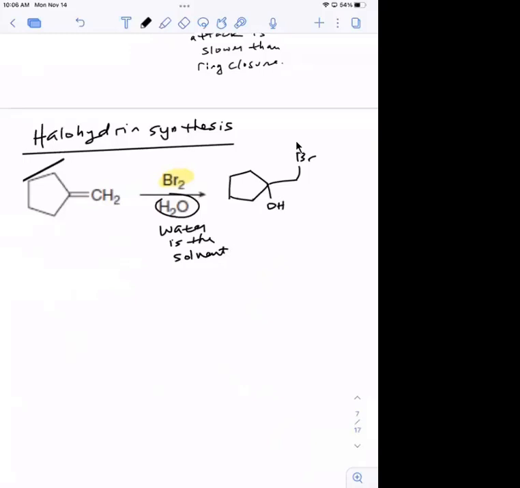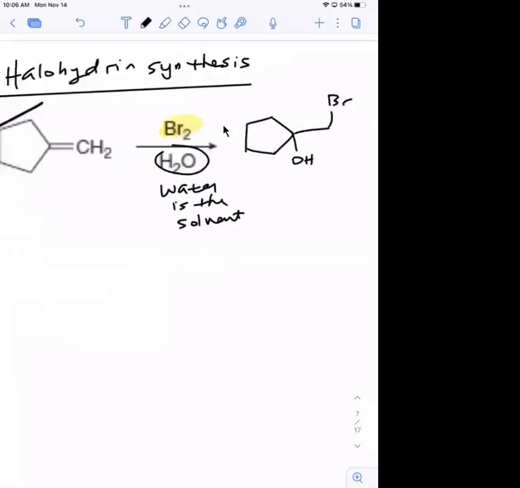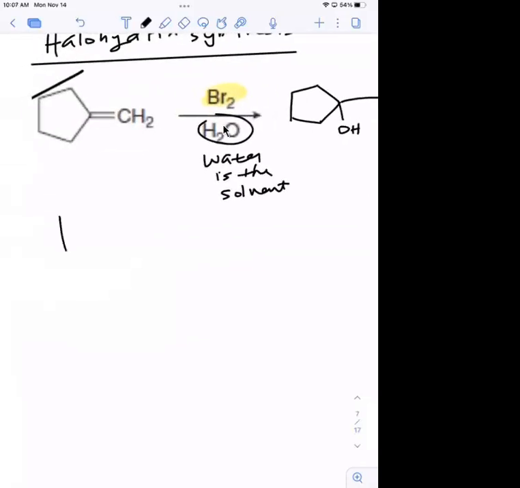I'm saying that because when we get to the mechanism, you're going to see when it's time to open the ring, which goes through the exact same mechanism as the halogenation, it's the water that does it. All right. So the mechanism is just like halogenation. So we're going to start out with that. So this is my Br2. So the ring is going to attack that.